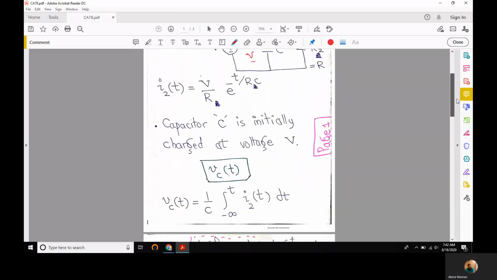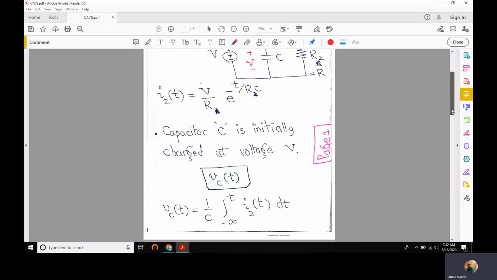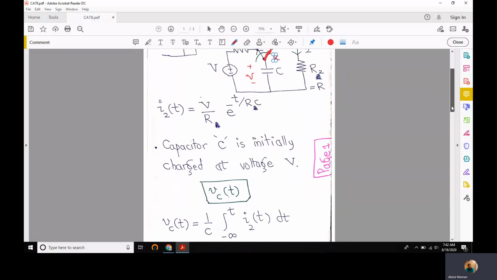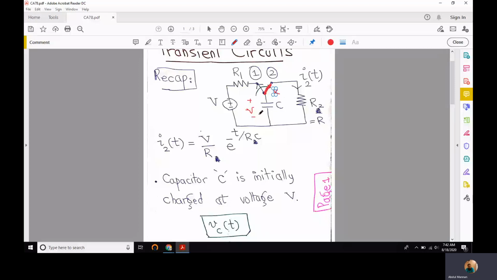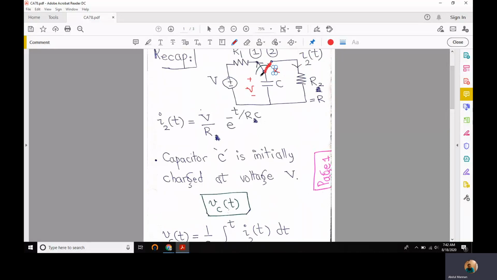In the last lecture, we computed I sub 2 of t, the current flowing through this resistor R2 or R. In this lecture, we'll find the voltage drop as a function of time across this capacitor. So how would we do that? For that, we know this integral-based formula to compute V sub c of t across this capacitor: 1 over C times the integral of the current flowing through it.